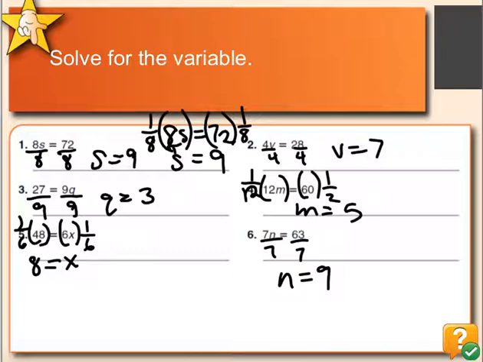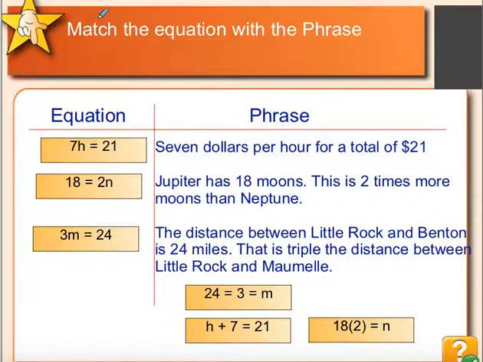Okay, these are different methods of going about it, either using the multiplication or division property of equality. The goal, though, is to get your variable by itself. Well, if we have certain word problems, we can show them as equations. Like $7 per hour for a total of 21, we could show that as 7h equals 21, and so on. We can set up these multiplication and division problems.